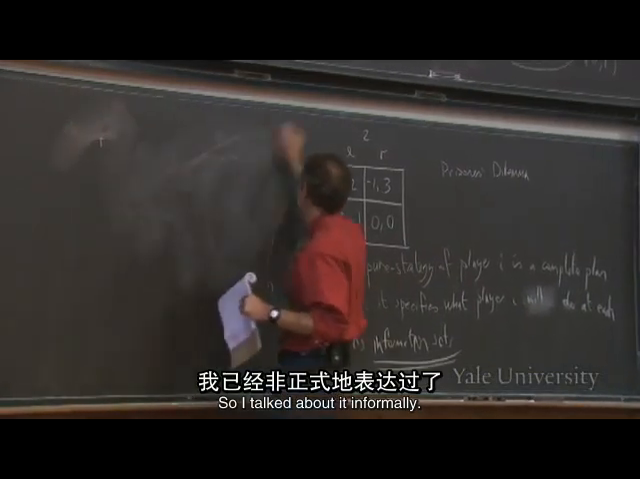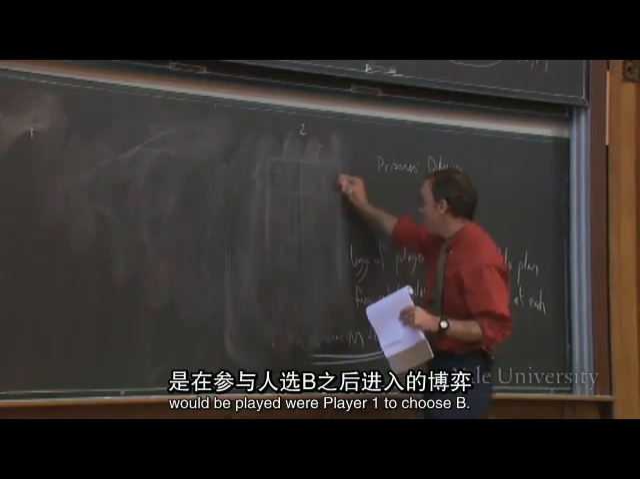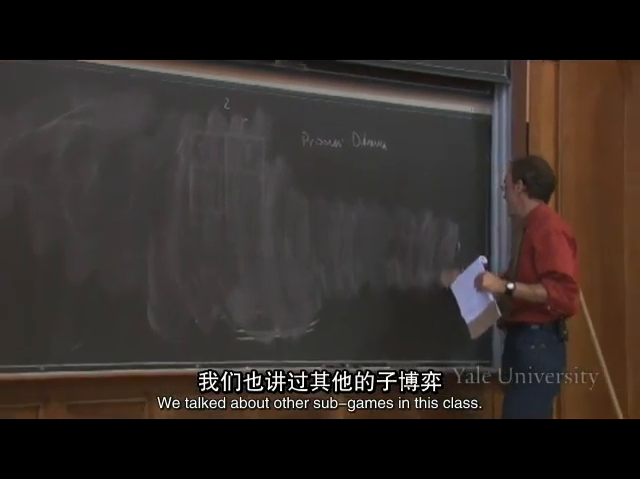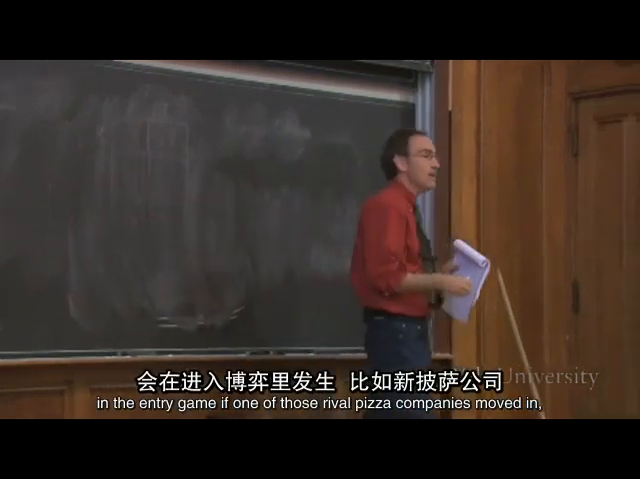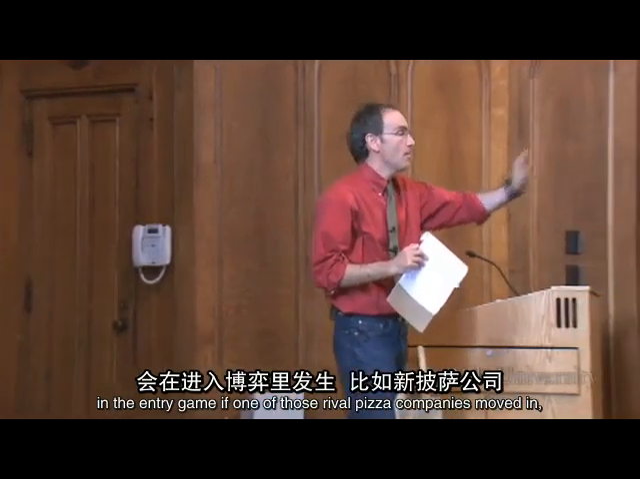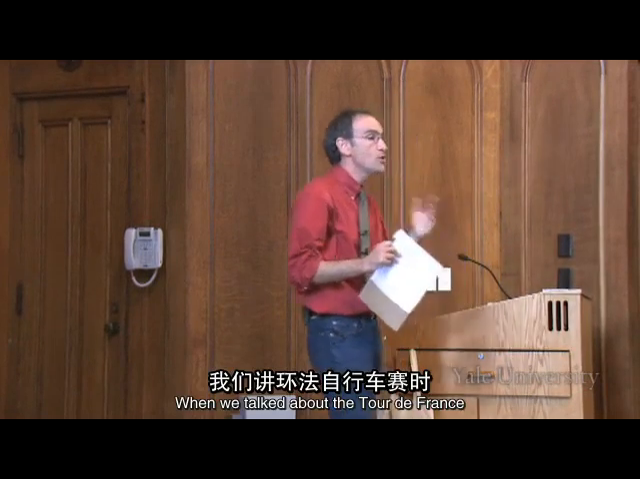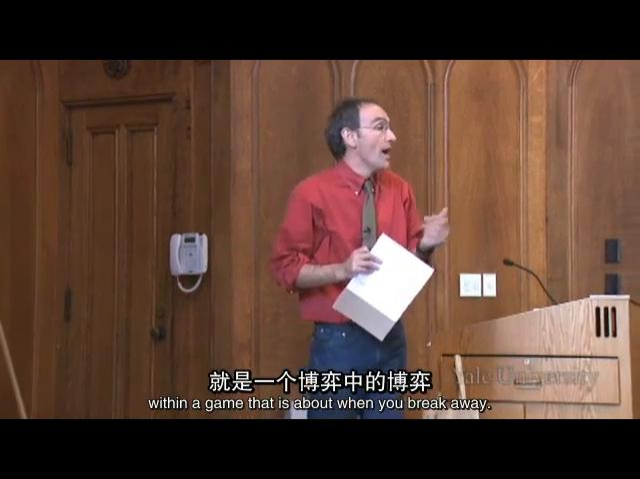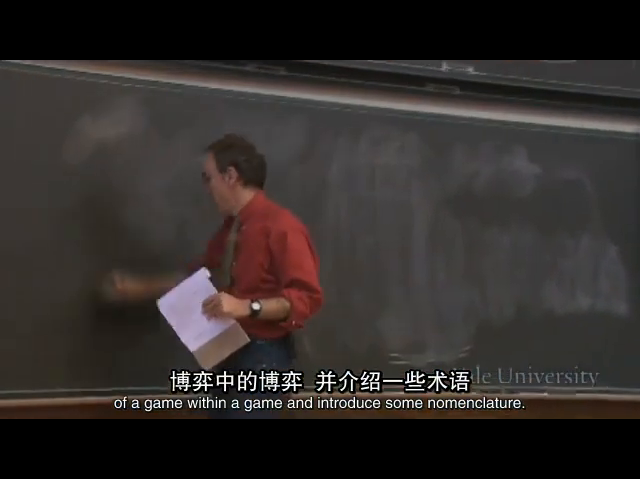All right, so I talked about it informally. I said that green object is the game that would be played were player 1 to choose B. And we've talked about other subgames in this class. We talked about the subgame that would happen in the entry game if one of those rival pizza companies moved in the Miami market or something. There was a game within a game. When we talked about the Tour de France, we talked about there being a game within a game that is about when you break away. But now I want to be formal about this notion of a game within a game and introduce some nomenclature.